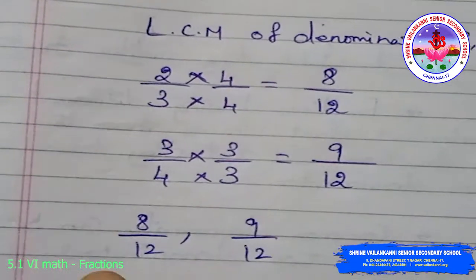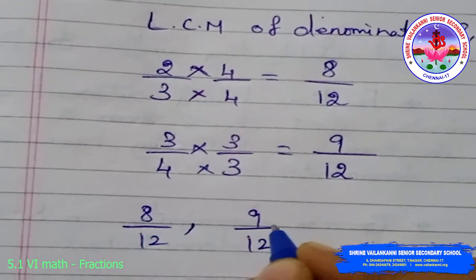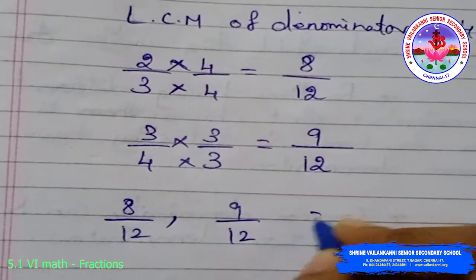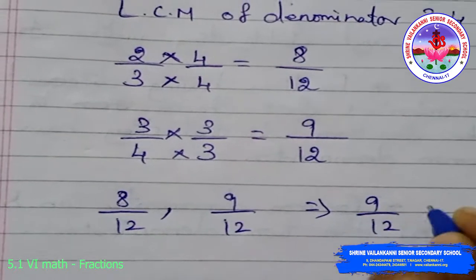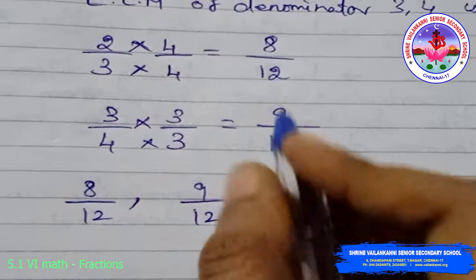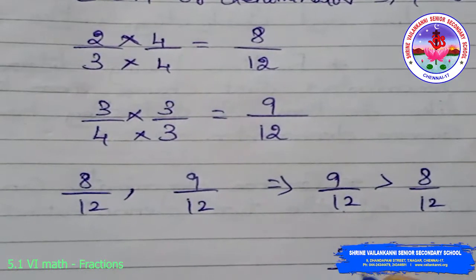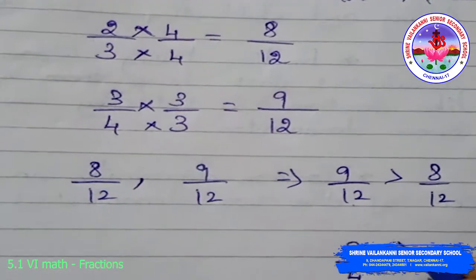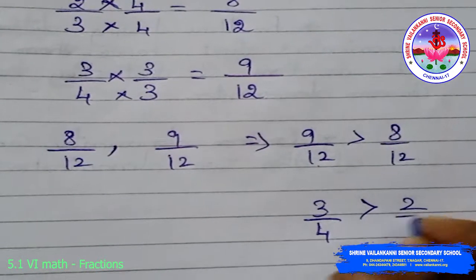Here the denominator is common. Now you can compare the numerator values. Which one is greater? 9 by 12 is greater than 8 by 12. So 9 by 12, the original fraction is 3 by 4. So 3 by 4 is greater than 2 by 3.